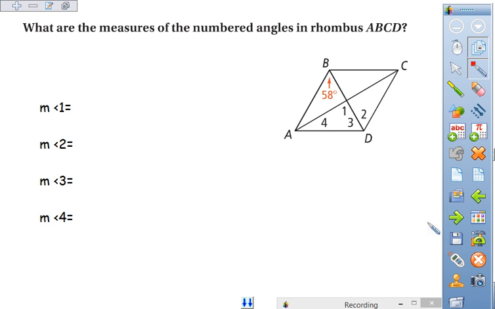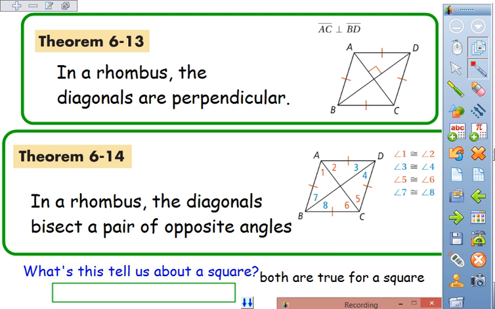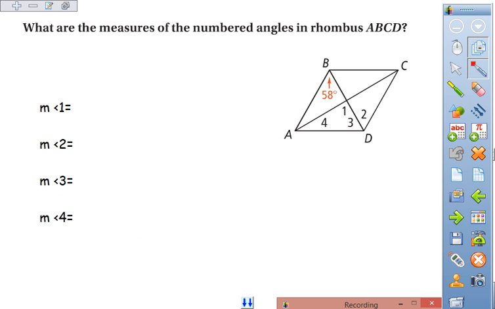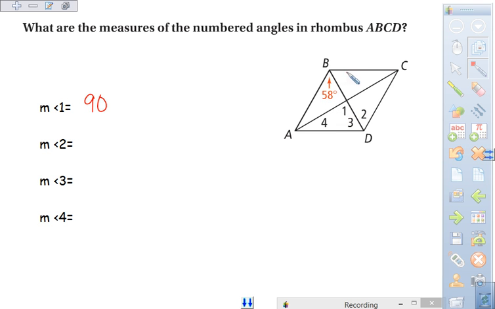What are the measures of the numbered angles in rhombus ABCD? So again, we know that the diagonals bisect the angle, and they also are perpendicular. So this was a slide that said rhombuses have diagonals that are perpendicular, so they meet at 90-degree angles. So that means that angle 1 is going to be 90 degrees. So then if this is 58, this angle is also 58.